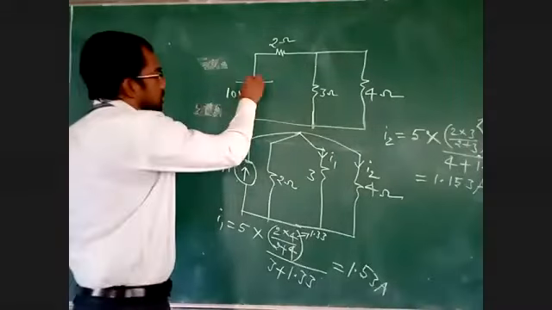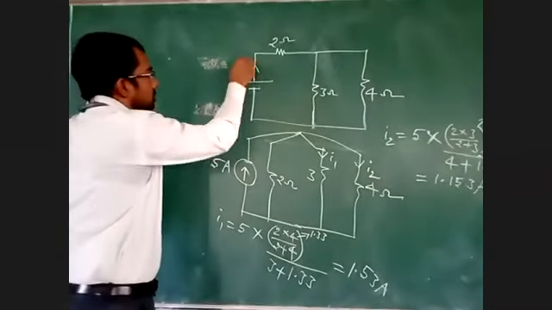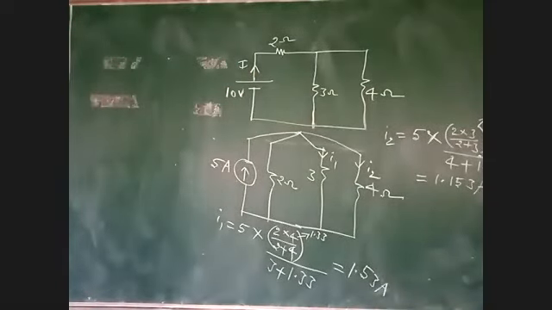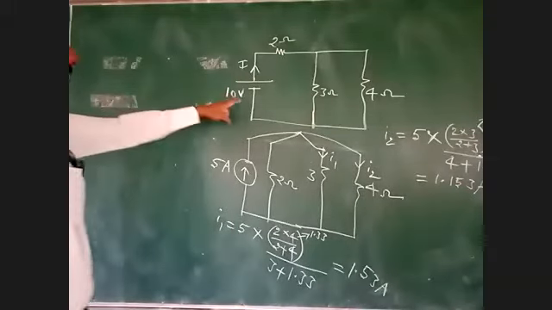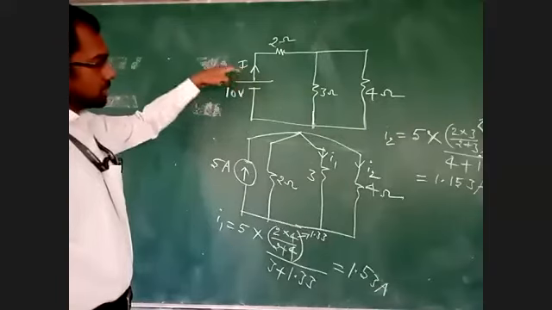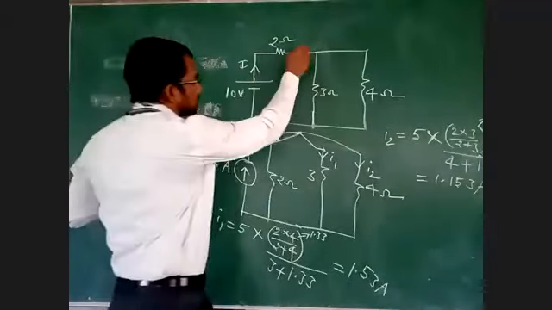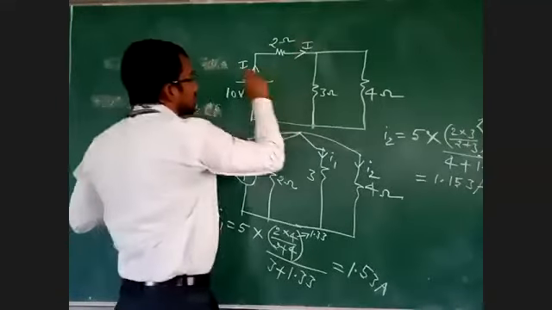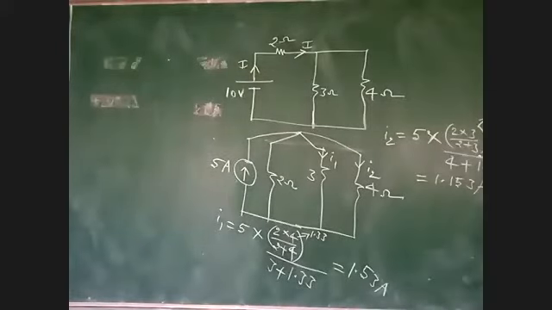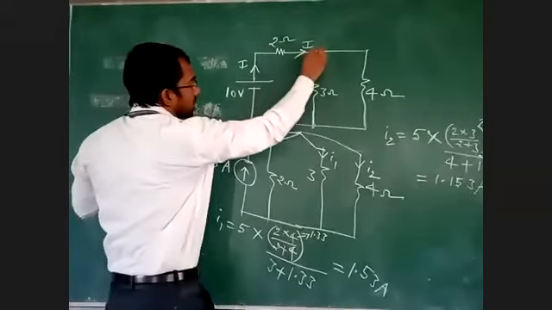From negative to positive, current will flow. I is the total current. From this voltage source, from negative to positive, current will flow. Let us take I is the current flowing through this. This current will come here, same current. Now what is the current in 2 ohms? I is the current in 2 ohms.